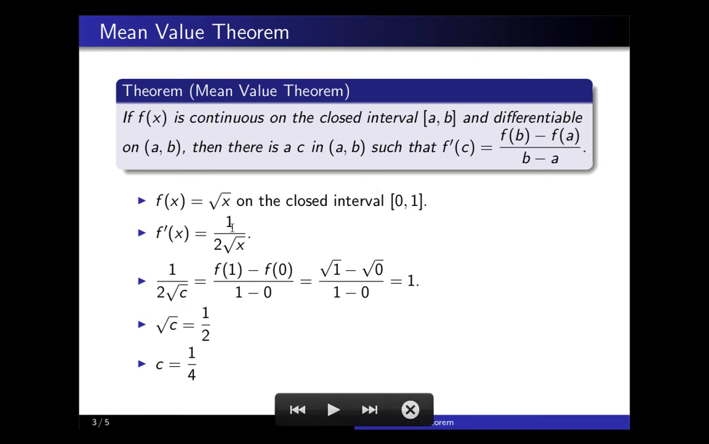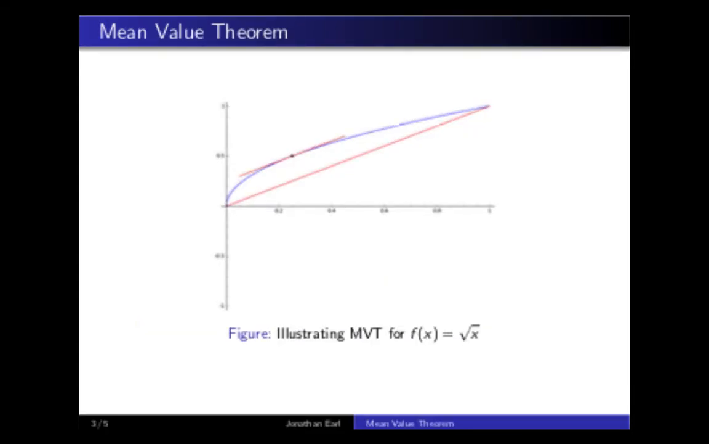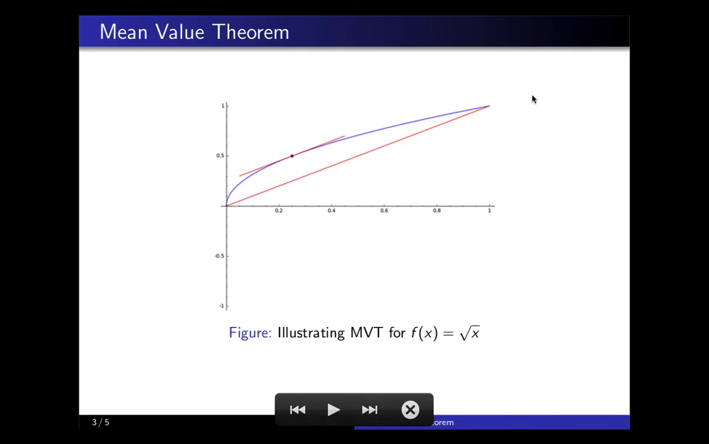So we get that our derivative is 1 over 2 square root of x, so we're going to solve f prime of c equal to f of b minus f of a all over b minus a. On the left hand side we get 1 over 2 square root of c, and on the right hand side we'll evaluate at 1 and 0, and we get square root of 1 minus square root of 0 all over 1 minus 0. So we get 1 over 2 square root of c equals 1, and solving for c we get 1/4.